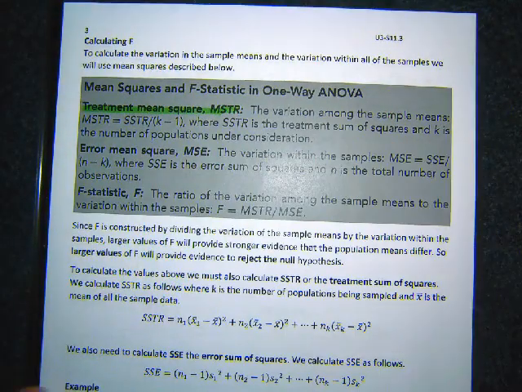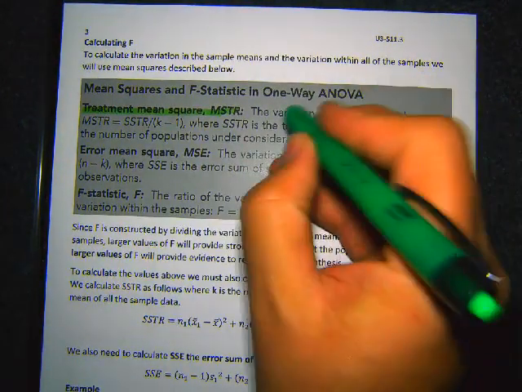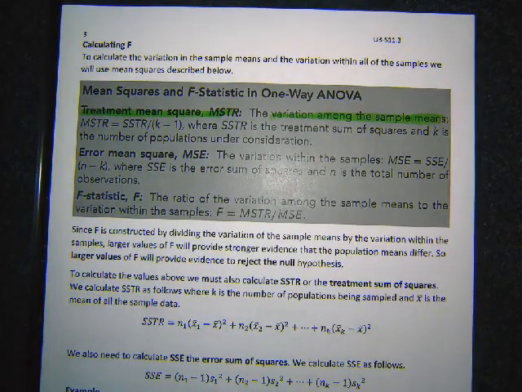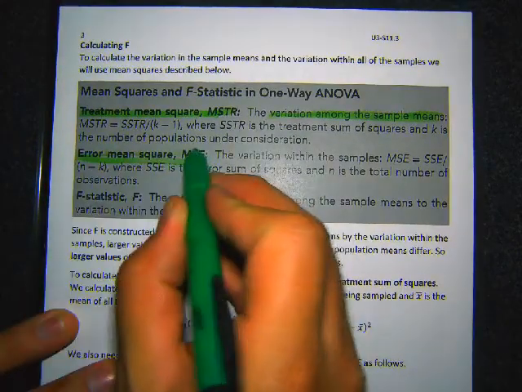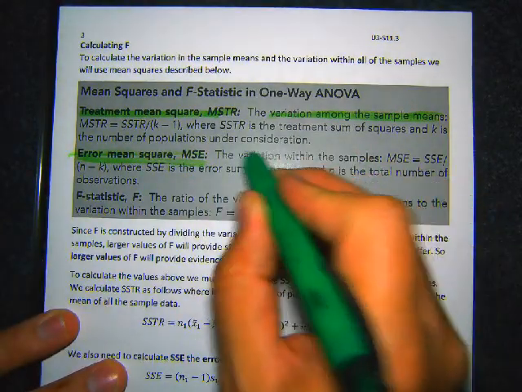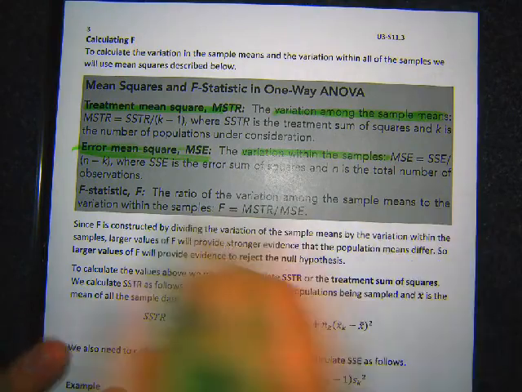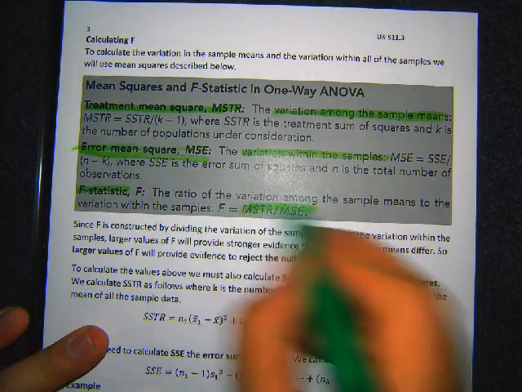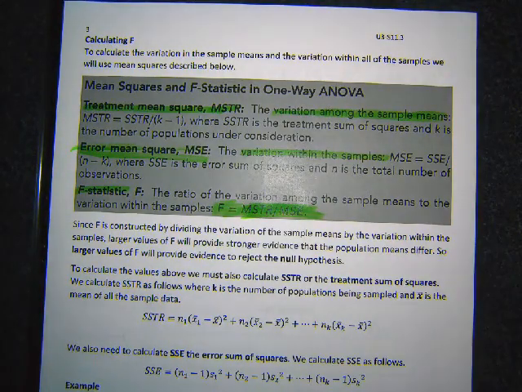We'll let the calculator do this, but if you had to do this by hand, you'd have a lot of work, and this is one thing you calculate. It's the variation among the sample means. It's how much difference there is between the averages, the mean for each sample. The error mean square is the variation within the samples. So we talked about how if they're more spread out or less spread out, that's going to affect whether or not we decide they're different. And then the F statistic is the comparison of the two. It's actually a ratio of the treatment mean square and the error mean square. So the F statistic is always a ratio.